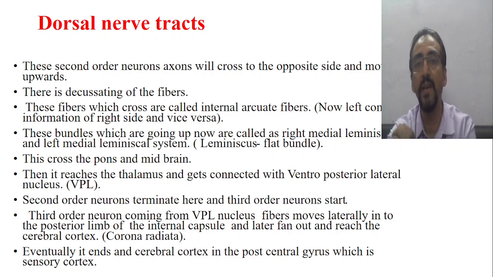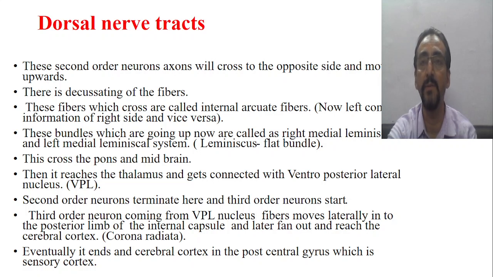When they move upwards, they are given another name: the medial and lateral lemniscus system. This system goes upwards through the pons and midbrain, and then reaches the hypothalamus. Especially, it reaches the ventroposterior nucleus and terminates there. Once it terminates there, the second order neurons terminate here.